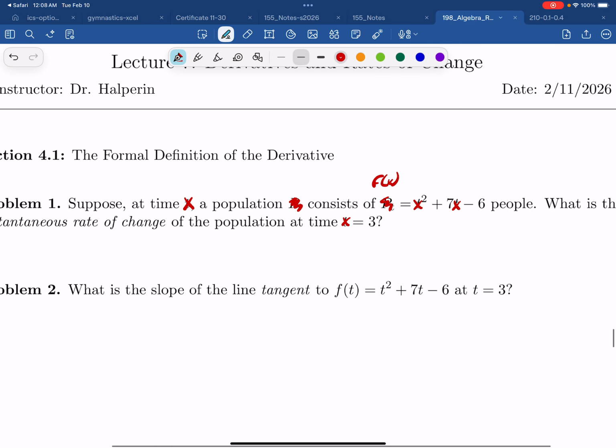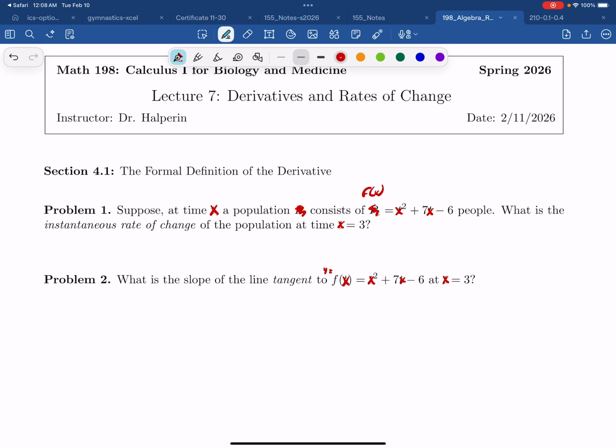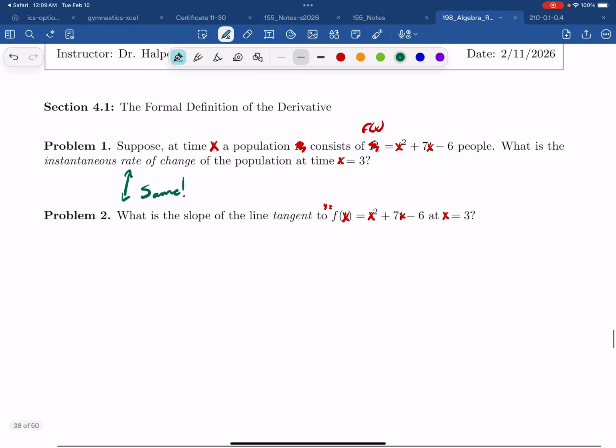Okay. Now, I also asked the question, what is the slope of the tangent line to y equals f of x equals x squared plus 7x minus 6 at x equals 3. Now, if you remember, I asked this on one of the first days of class. And I said these questions, while they look completely different, are actually the same thing. And I told you the answer to the questions, and they probably didn't make any sense at the time. So we're going to see what the answer is and why it does make sense right now.